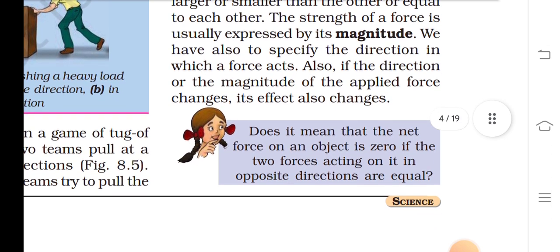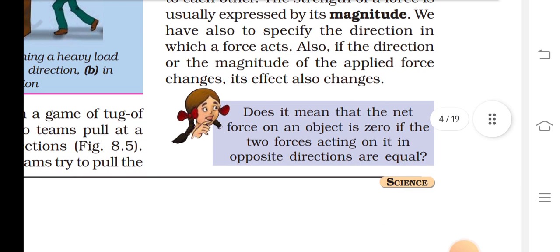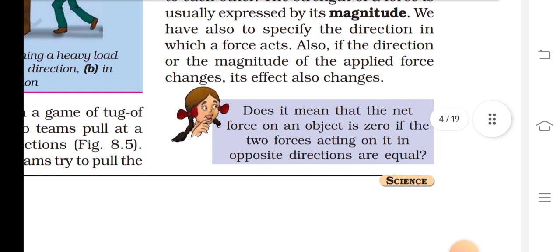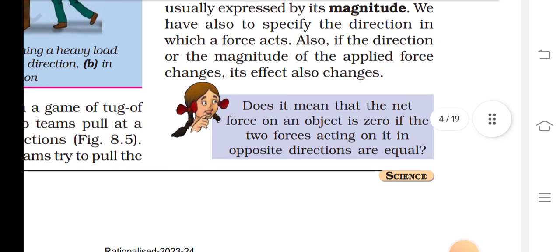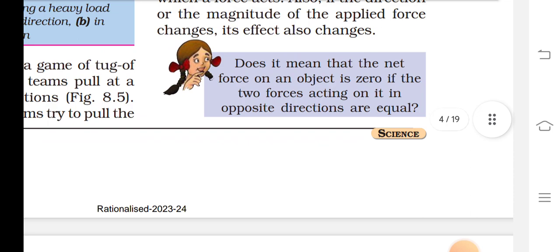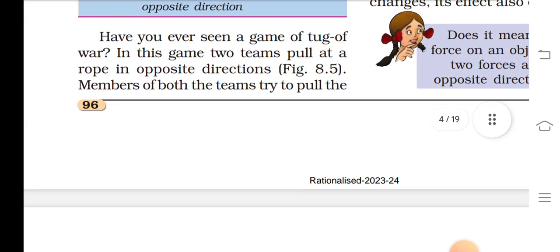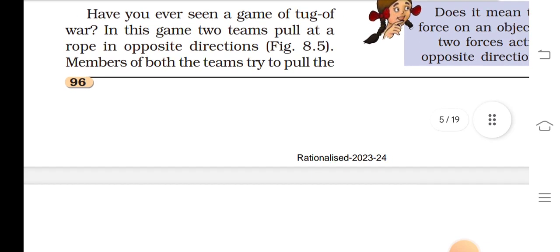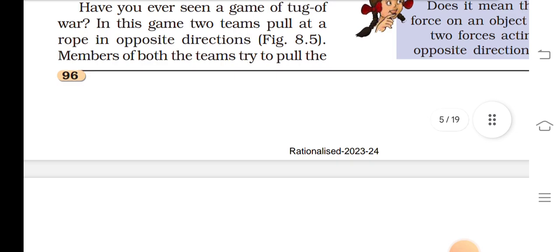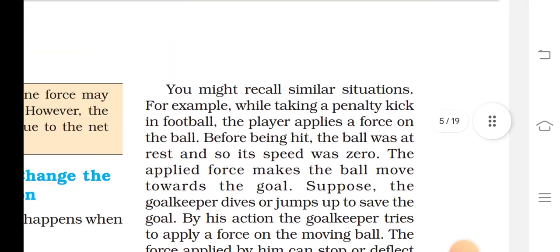The strength of a force is usually expressed by its magnitude. We also have to specify the direction in which a force acts. Also, if the direction or the magnitude of the applied force changes, its effect also changes. Have you ever seen a game of tug of war? In the game, two teams pull at a rope in opposite directions. Members of both teams try to pull the rope in their direction.